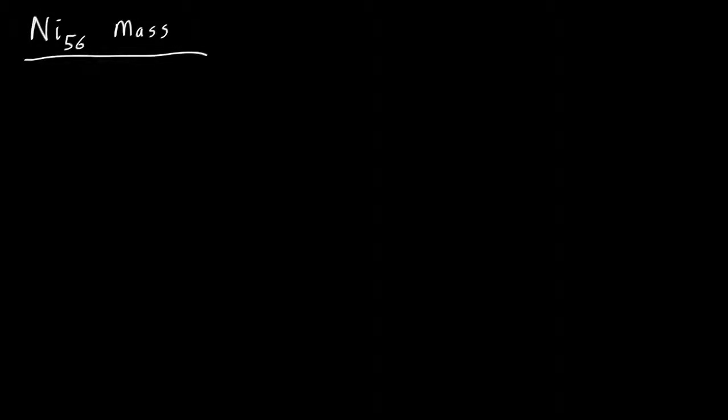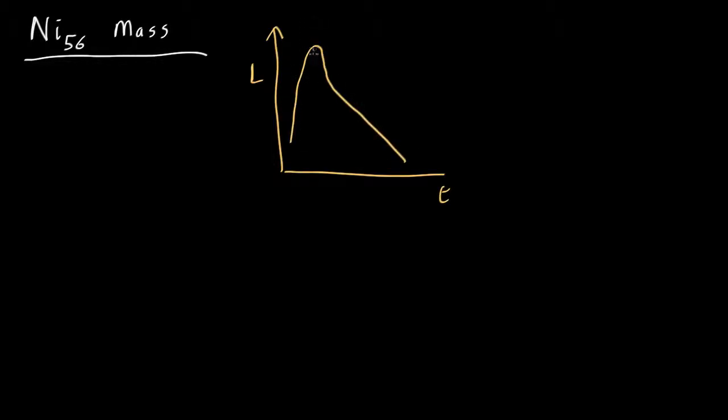Okay, how much nickel 56 do we need to produce the light curve? We know if we plot the luminosity against time, we get the initial peak and then a slow decline, and this comes out as a peak of about 2 by 10 to the 36 watts, and that lasts about 2 weeks.